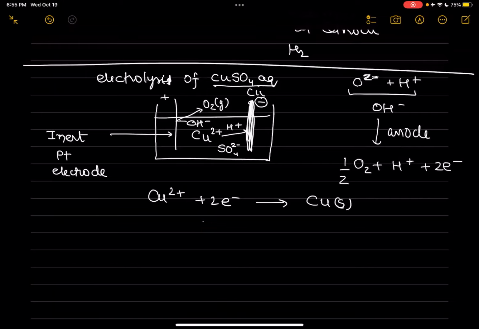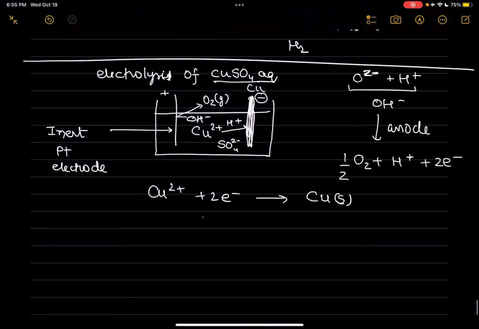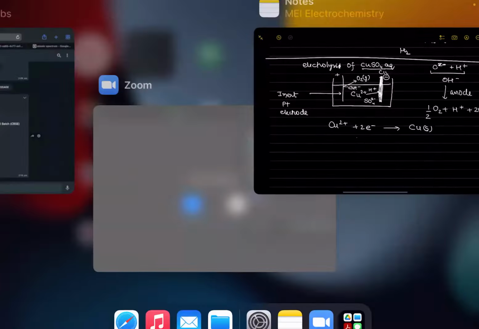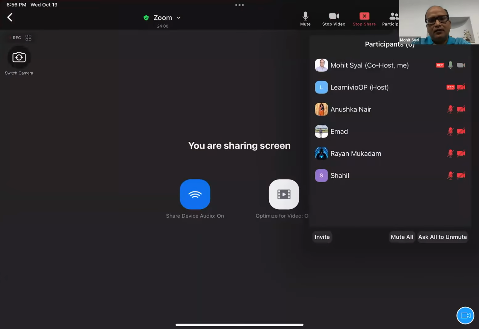Clear. Okay, Imad, Sahil, Rayan, right? This is how the electrolysis happens. So some basic questions will be given to you. How does this electrolysis happen? What are the products? Which substance is getting oxidized? Which substance is getting reduced? Copper, silver, gold have more tendency to get reduced.